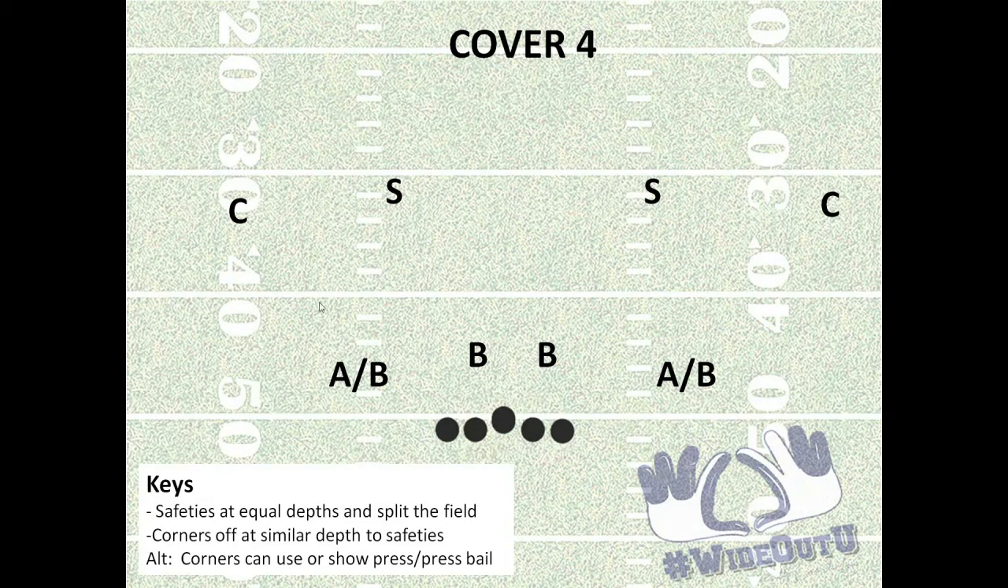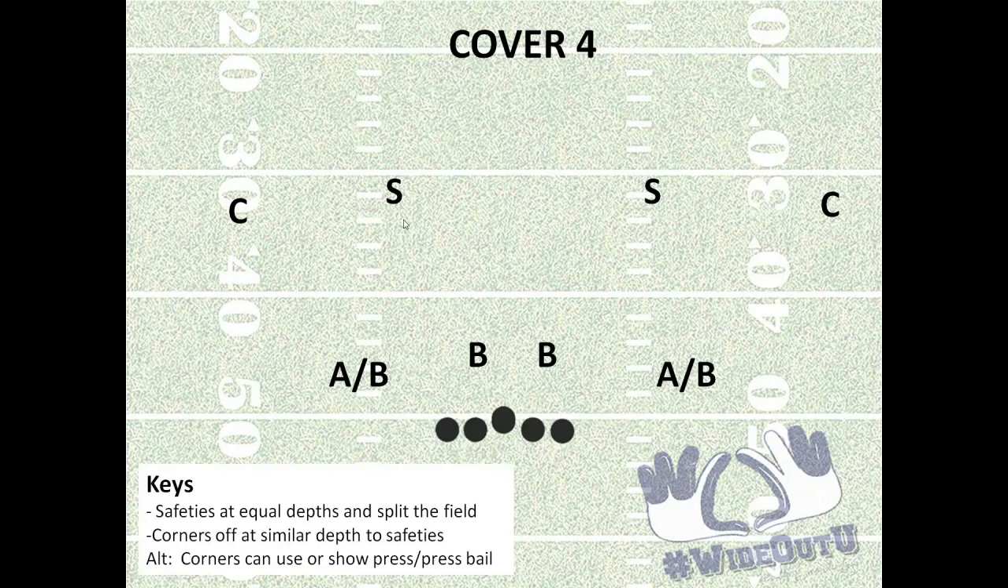Now, on recognizing it, the thing we're going to look for first is always the safeties. Are the safeties spread out evenly, not necessarily on the hash marks, but looking like they're pretty close to the hash marks, going to cover the middle quarter of the field, outside quarter of the field, and they should be at similar depths. The more tilted they are, the more one of these safeties is pushed up or back, the less likely it's going to be cover 4.